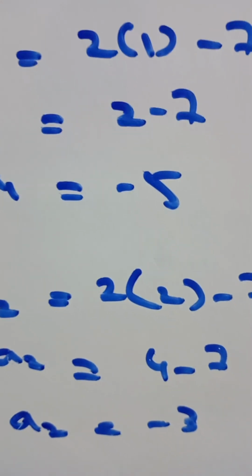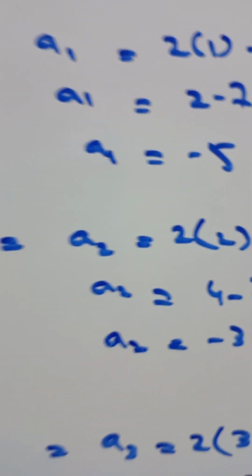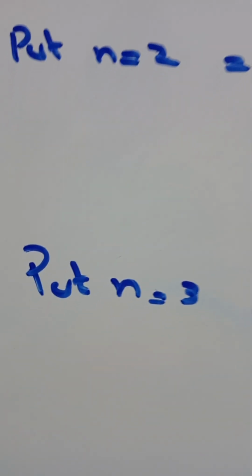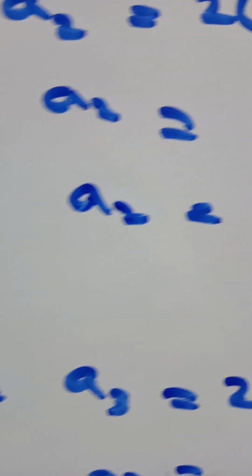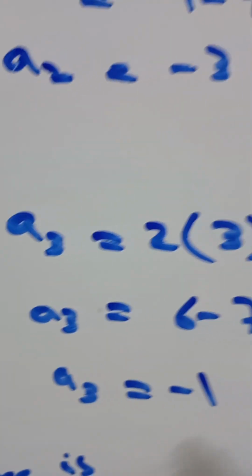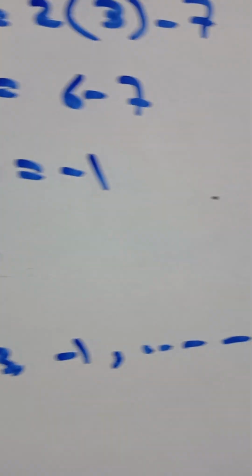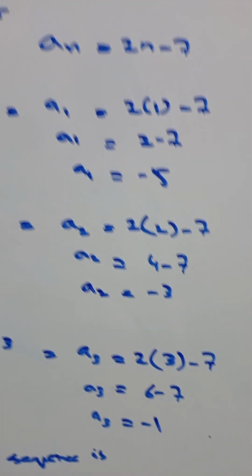You got it? Next, put n equals 3. A3 equals 2 times 3 minus 7. 2 threes are 6 minus 7, which is minus 1. So what is the sequence? As you can see, the sequence is minus 5, minus 3, minus 1. Answer. I hope it's clear.